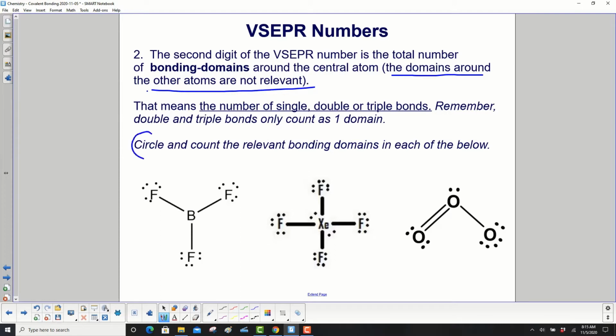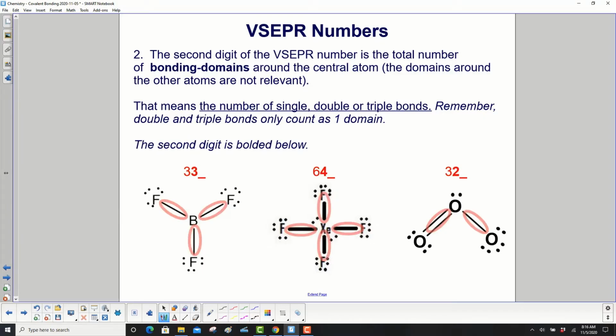So circle and count the relevant bonding domains in each of the below, and then go to the next slide when you're ready for the answers. We're looking for the number of single, double, or triple bonds around the central atom. And double and triple bonds only count as one domain.